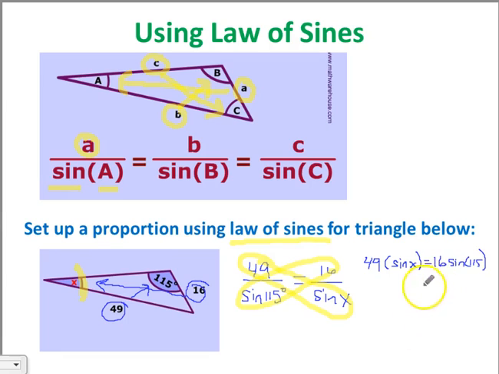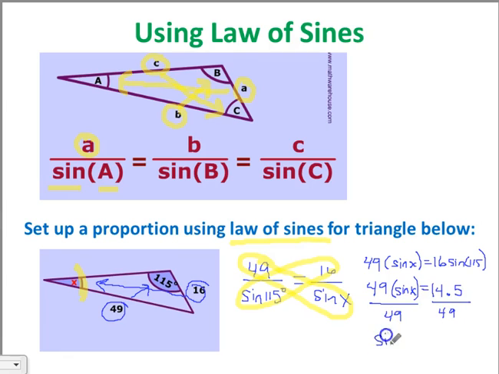So I'm going to look at the right side of this equation and simplify it. I'm going to type in 16 times sine 115, and when I type that in my calculator, I get 14.5. So we still have this 49 times sine x on the left. So we want to work on getting x alone, so I'm going to get rid of that 49. It's being multiplied by sine x, so I'm going to divide it on each side.